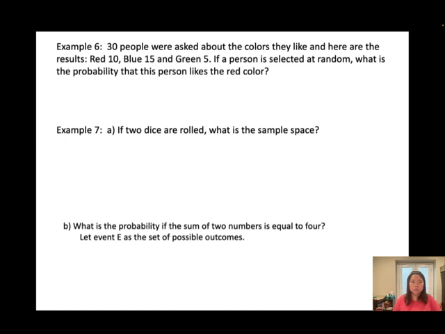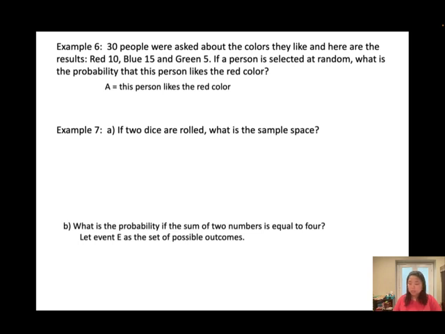Okay, let's do together. Example 6. 30 people were asked about the colors they like, and here are the results. Red 10, blue 15, and green 5. If a person is selected at random, what is the probability that this person likes the red color? So first step, write down the event. What is your event A? This person likes the red color.